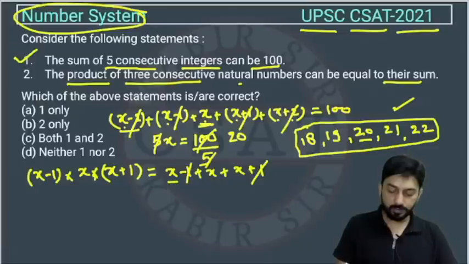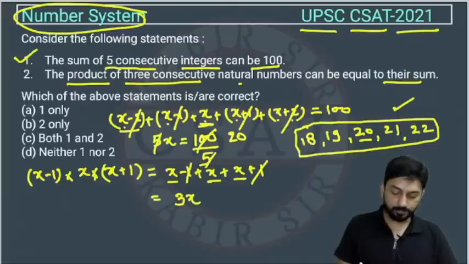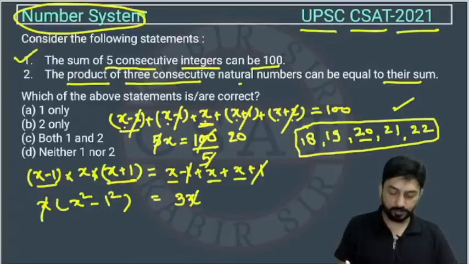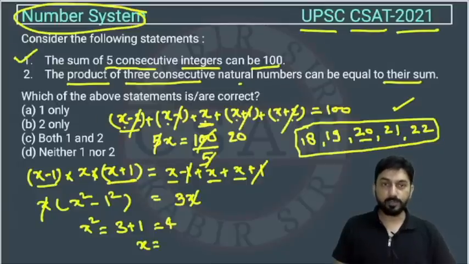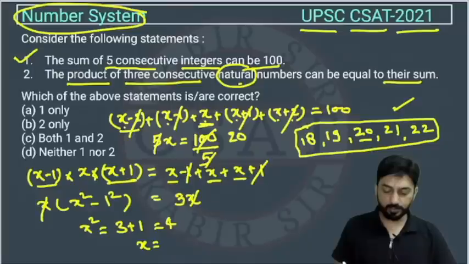So this side 3x and this side, this x will be this side, x minus 1, and this is x plus 1. So this will become x square minus 1 square, right? This x will cut this x. So x square is equal to 3 plus 1. So this is 4. So x will be plus minus 2, right? But we are considering only natural numbers. So I will consider only plus 2 here, right?